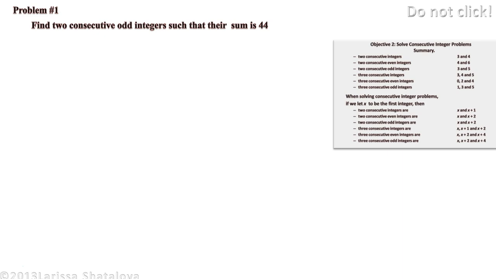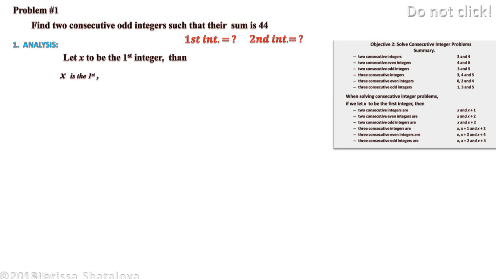Now a practical approach, problem number 1. Find two consecutive odd integers such that their sum is 44. Analysis. Let x be the first integer. Then x plus 2 is the second integer. And we know that the first integer and second integer are supposed to be 44 if we add them.